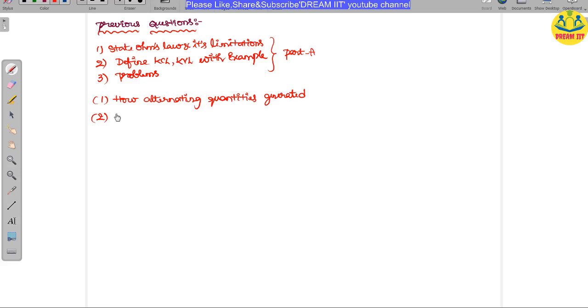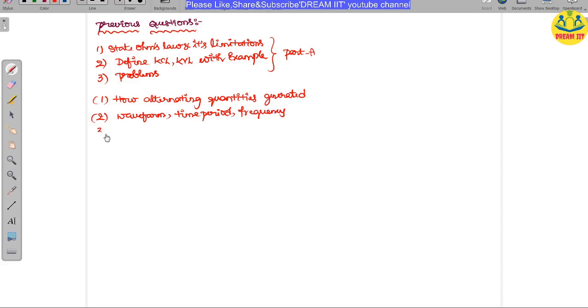And second question, they are going to ask some definitions regarding the alternating quantity. What is the meaning of the waveform, the time period, the frequency? Like that they will ask some definitions, that's all.